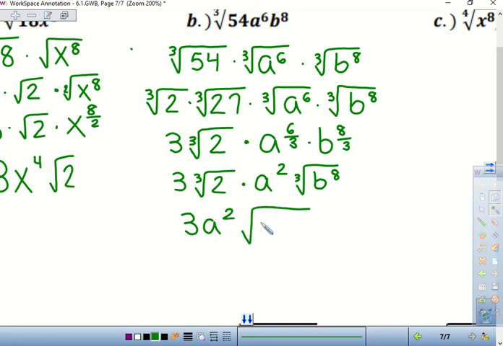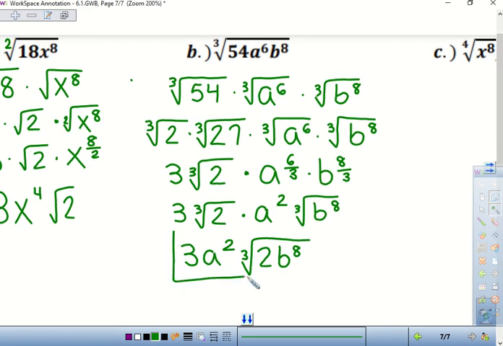So then this is going to be the third root of 2 times b to the 8th. And that's our final answer.